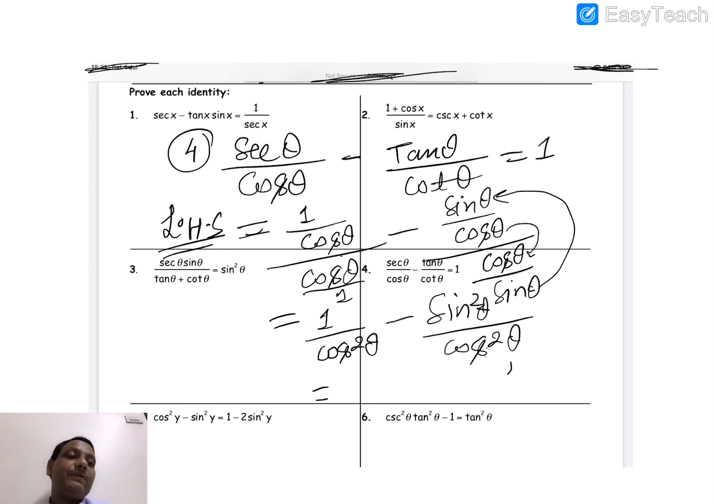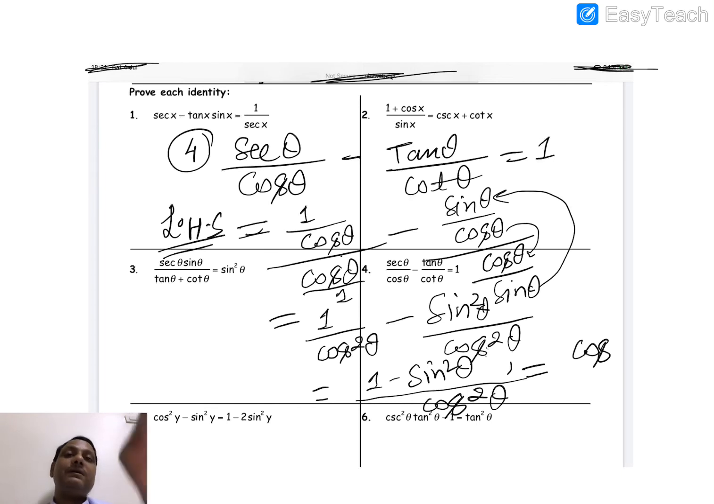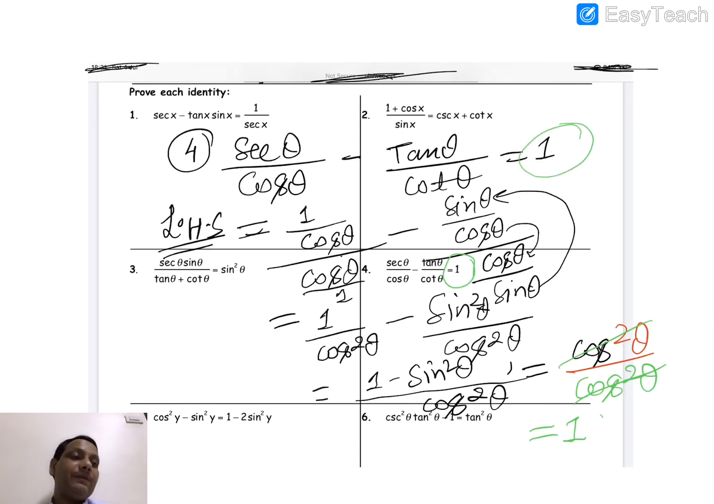In the next step, the denominators are the same, so we are going to write cos square theta, and here is going to be 1 minus sin square theta. Practically you know very well, even on the last page I already explained, 1 minus sin square theta is equal to cos square theta, and the denominator is also cos square theta, so this gets cancelled, cos square theta over cos square theta is 1. You see in question 4 we have to prove 1. So you have already seen 1, and this is your right hand side.